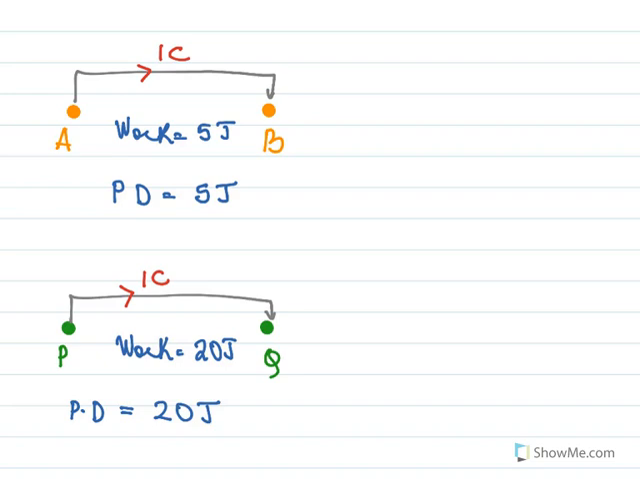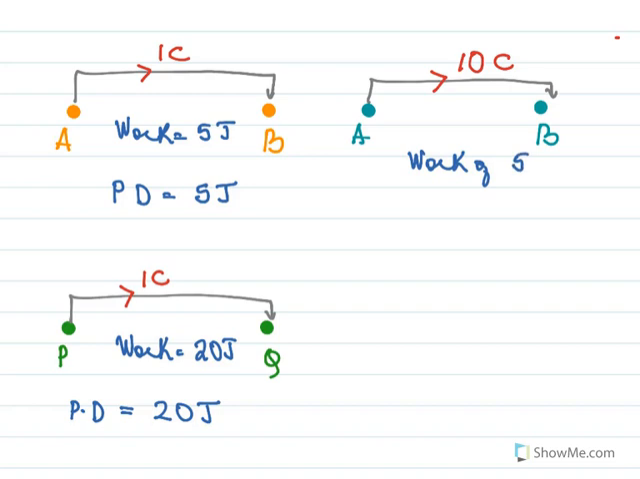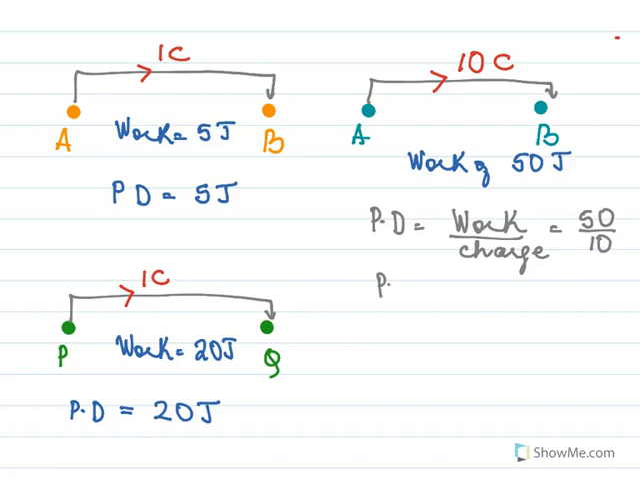Now next, what would happen if I have again 2 points, say A and B, and now I don't move 1 coulomb of charge, but instead I move 10 coulombs of charge. In moving 10 coulombs I do work of, say, 50 joules. Then what would be the potential difference? Potential difference is work done per unit charge, work over charge. So here work is 50 and the charge is 10. So the potential difference will be 5 volts.